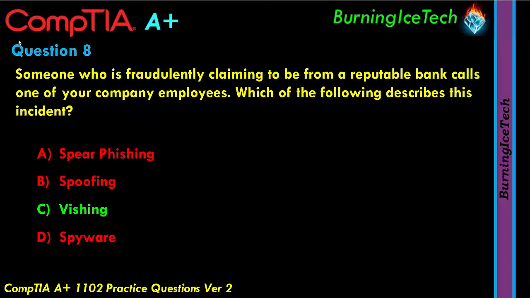So folks, the answer here is going to be C, because someone is being called here by someone from, apparently, a bank. It's pretending to be from a bank. So they're probably fishing for information, but they are doing it via phone call, which is why we're saying vishing. The V is because it is a phone call.